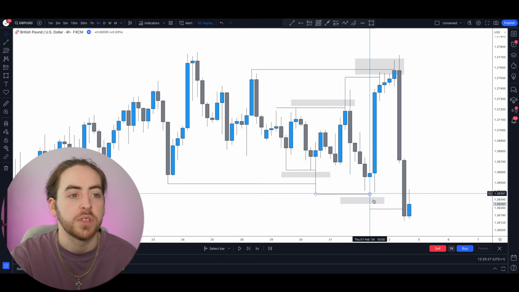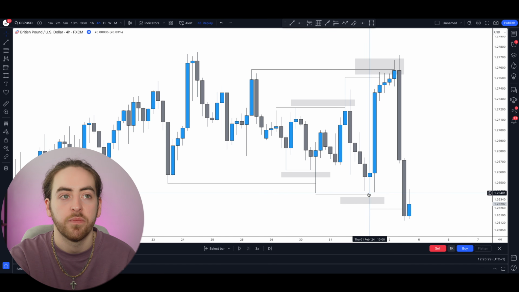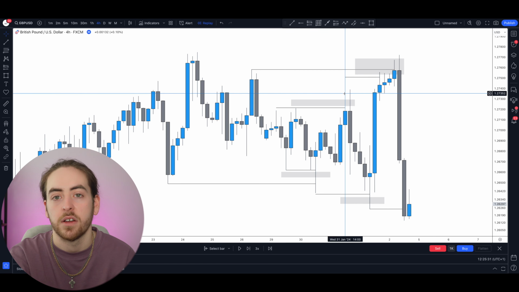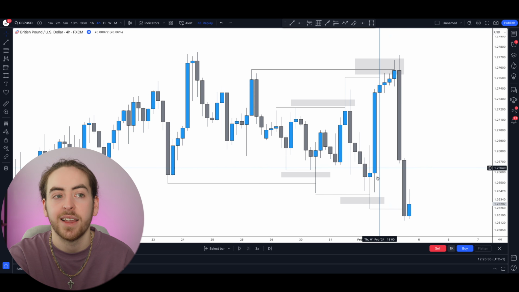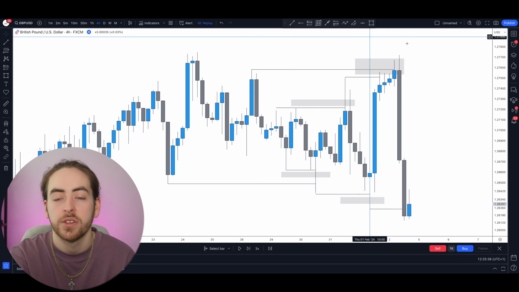Now let's imagine you bought down here. Where would be a safe target? Well, you could simply target the liquidity at the high of the range and you're pretty much locked in with a win, because the market is highly likely to trade freely through the range to tackle liquidity.